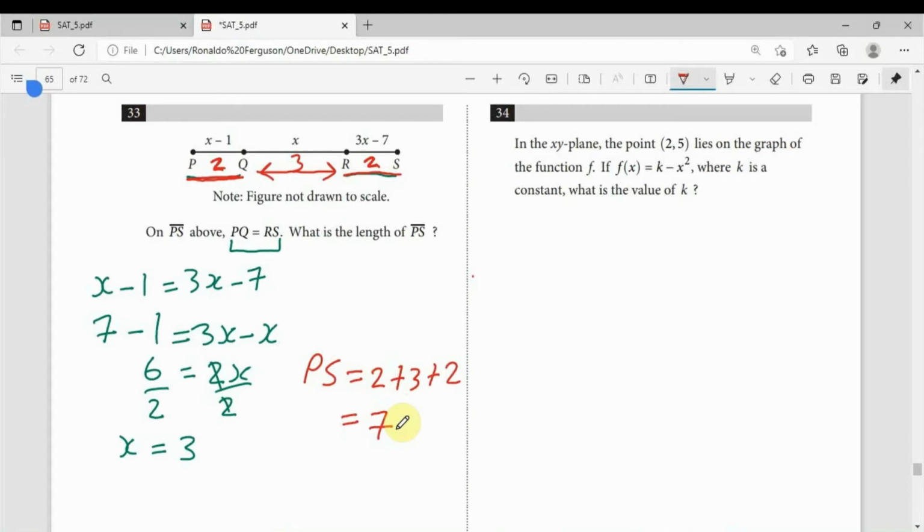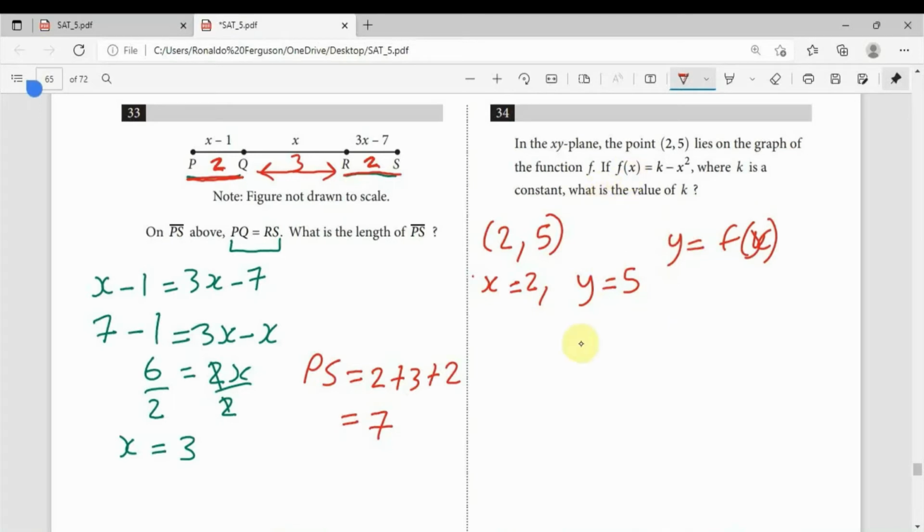Yes, sir. Alright. Now question 34, guys, it says in the xy plane, the point (2, 5) lies on the graph of the function f of x equals k minus x squared, where k is a constant. What is the value of k? Now, first thing is, guys, remember a point (2, 5), they're telling you that the x value is 2, and they're telling you that the y value is 5. Remember, f of x is y.